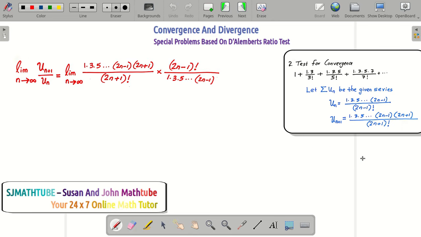Now let's go back to the limit. So just plug in un and un plus 1 from here.